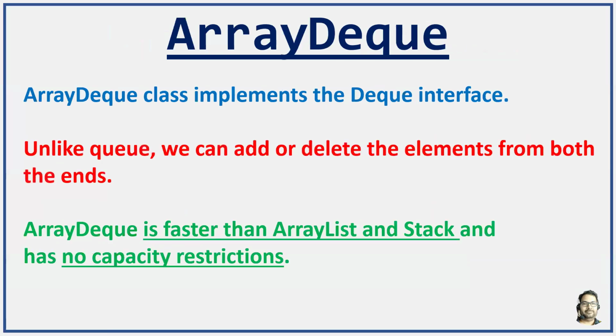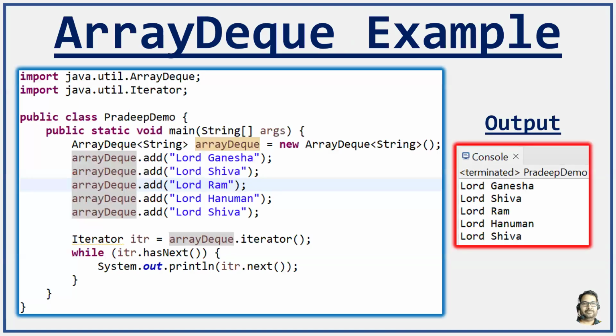So now the first class which is going to implement the DQ interface is called ArrayDQ. The ArrayDQ class implements the DQ interface, and unlike queue, we can add or delete elements from both ends. ArrayDQ is faster than ArrayList and Stack, and has no capacity restrictions. Now this is the example of ArrayDQ. I've added the elements, and you can see the output here.